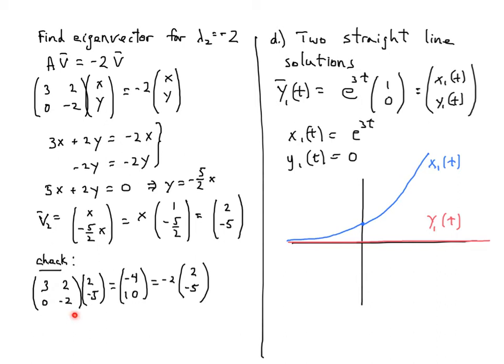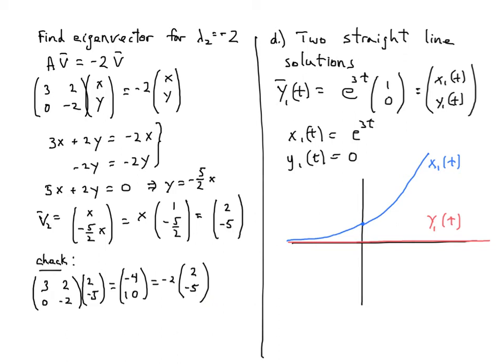Here's my check. I multiply A by my eigenvector. I should end up with minus 2 times this eigenvector, and sure enough, I end up with a minus 4 and a 10. Row times column gives me a minus 4, row times column gives me a positive 10. Factoring out a minus 2, I see that A times this eigenvector is just minus 2 times the eigenvector, and that's by design what we want.